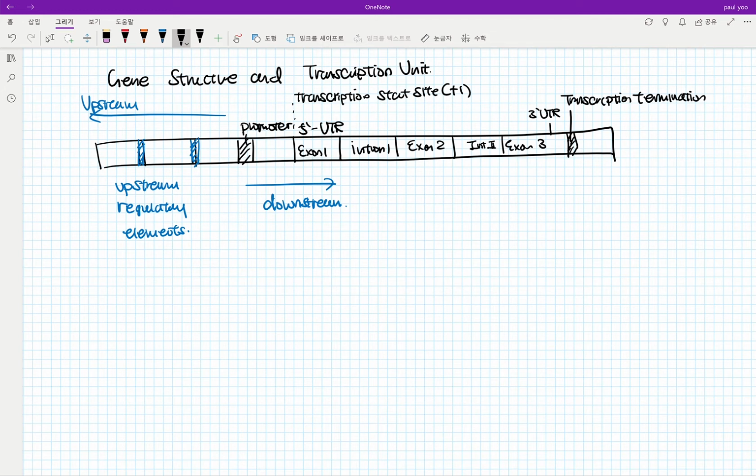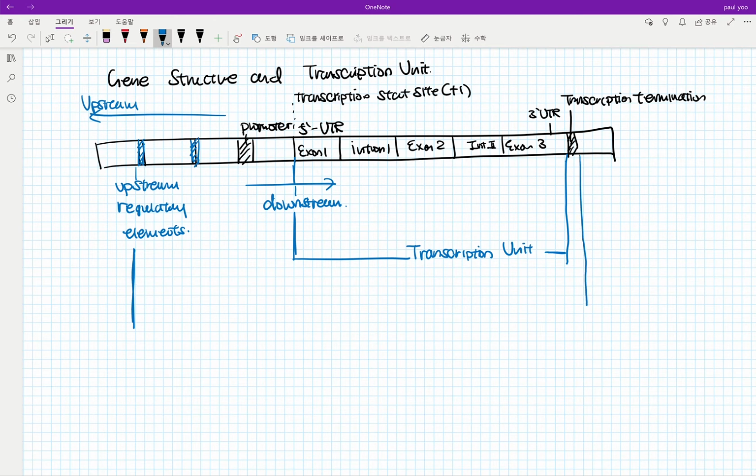From the transcription start region to right before the termination is going to be considered the transcription unit. And from the upstream regulatory elements to the end of the transcription termination is considered a gene.